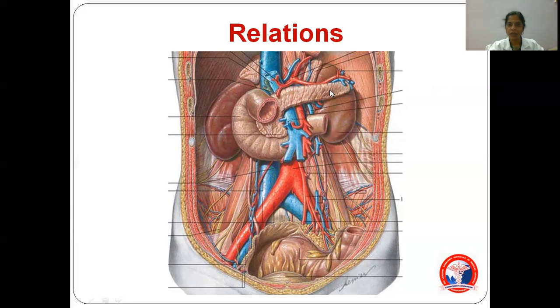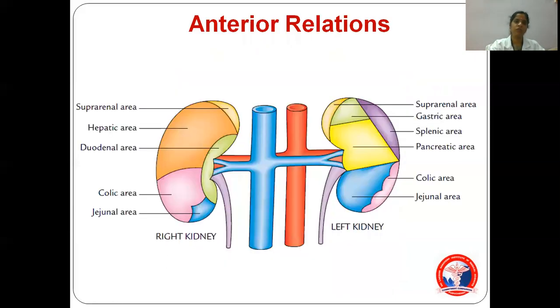You can see the pancreas. It is related to the left kidney. And here we already removed the stomach and spleen. Okay. So just keep it in your mind. With that idea, we are going to discuss the relations of the kidney. Okay. Now we'll see the anterior relations. So anteriorly, see here, this is the right kidney, this is the left kidney.